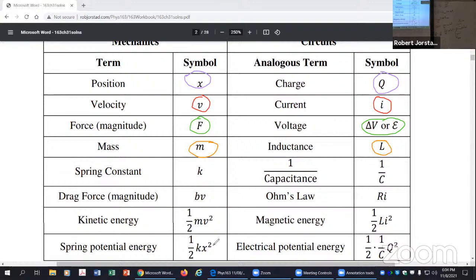Now, here's where it gets a little bit weird. I want to point out these equations down here. Spring potential energy versus electrical potential energy. You see that 1 over C has to be K, right?